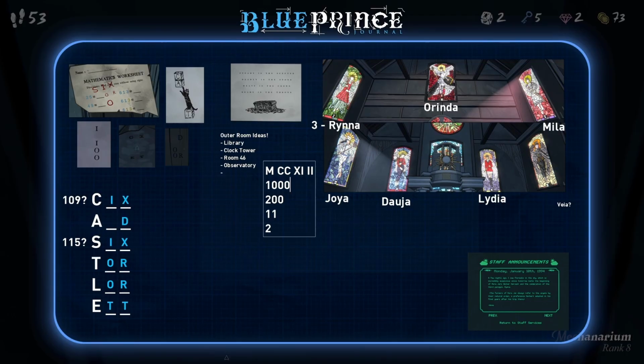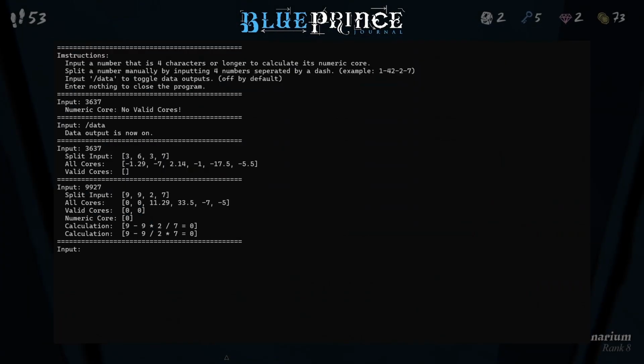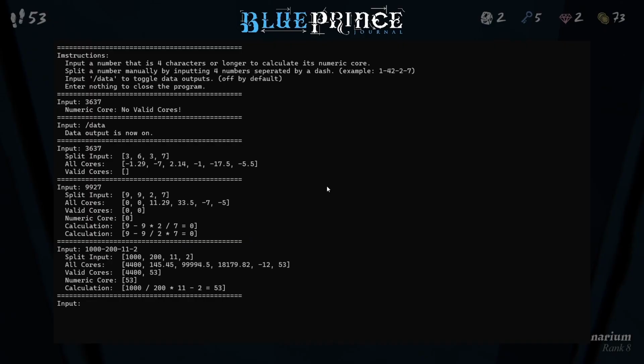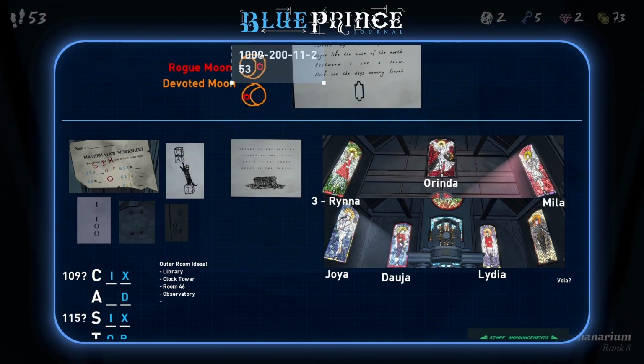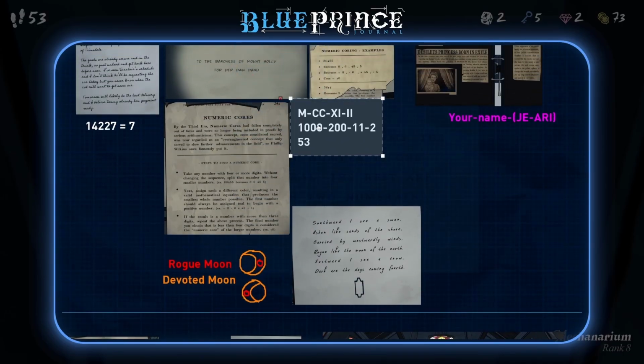1 second, let me try. Okay, 1,211 and 2. It gives the car 53. So that could be something. This one shouldn't be down here. It should go here.